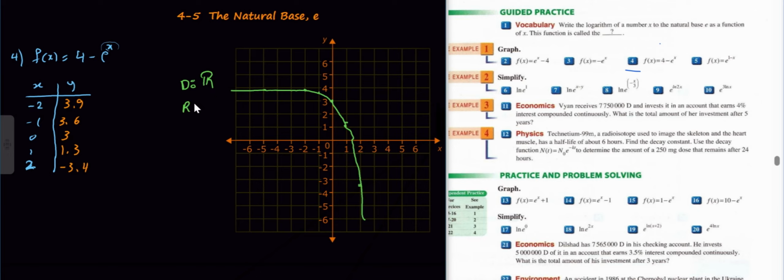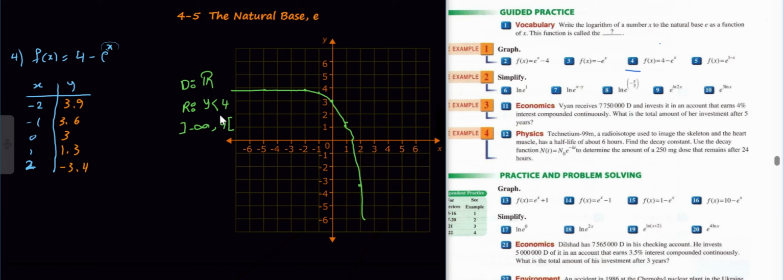What about the range? For the range, we look at the y-axis. As you see, the graph starts from 4, but it doesn't cut 4, and it goes toward negative parts. When it goes toward negative parts, it means y is less than 4. Because if y is less than a number, it goes toward negative parts. Or we can write it like this: from negative infinity to 4, not including 4. That's it.